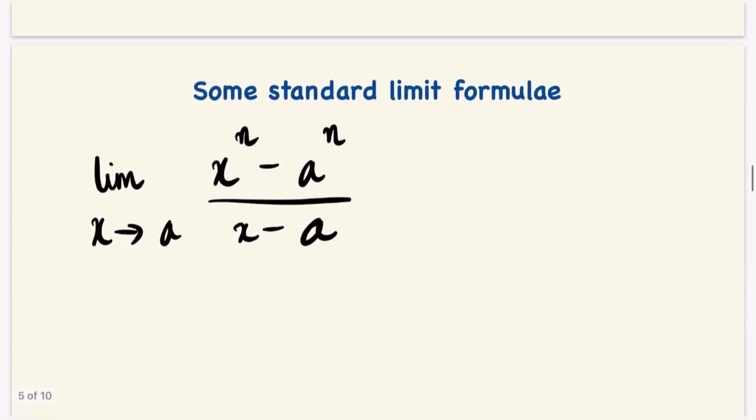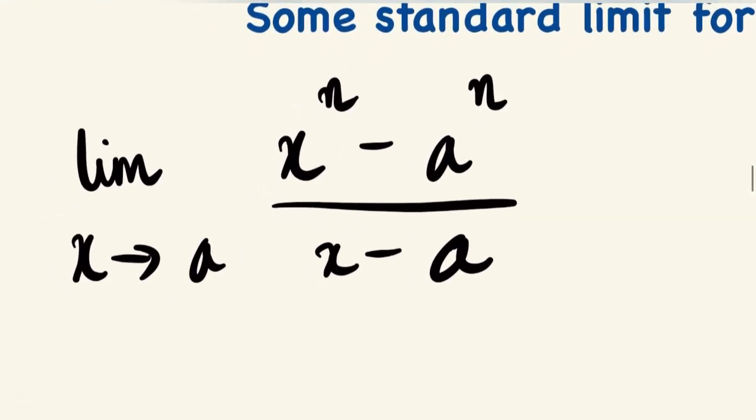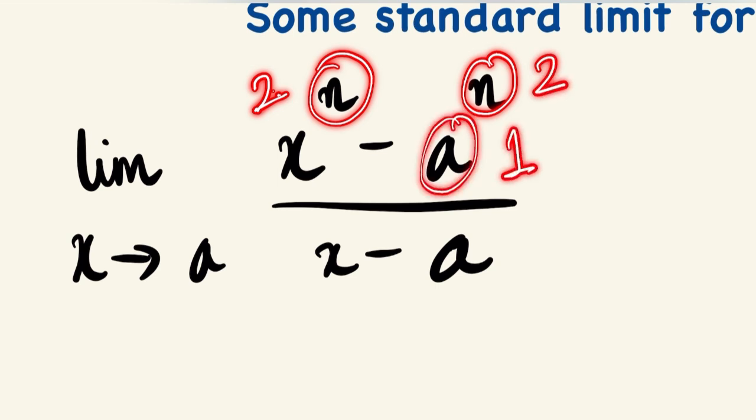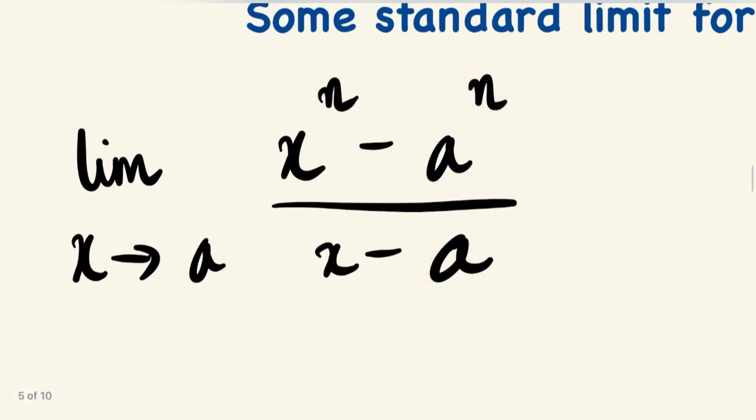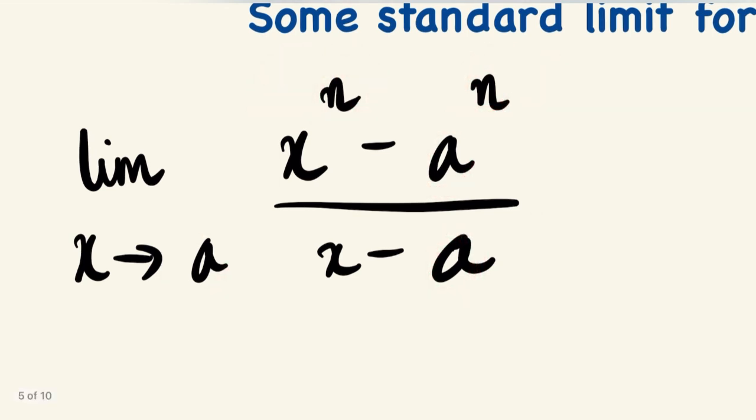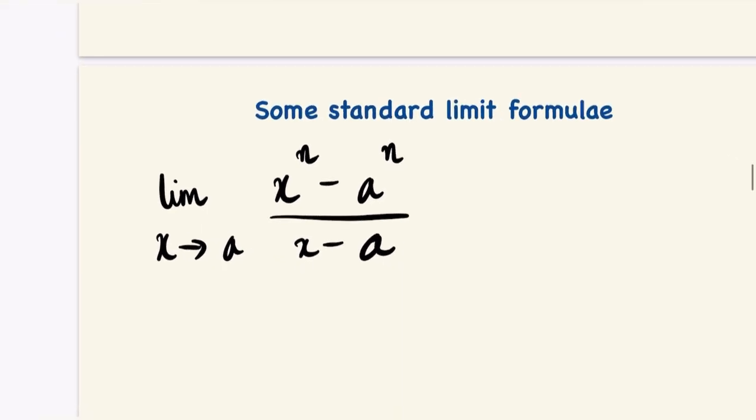The next standard formula is limit of x raised to n minus a raised to n upon x minus a, where x approaches a. A few moments ago, I had posed a similar question. There I had written n as 2 and a as 1. But I had also asked you the question, what if your n is 20? So this takes care of all those kinds of doubts. So what is the answer to this?